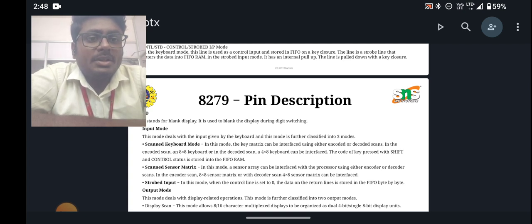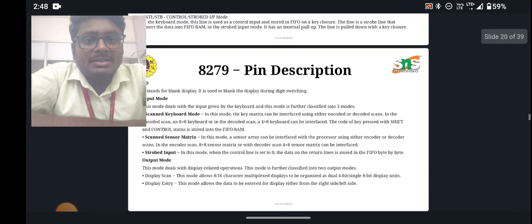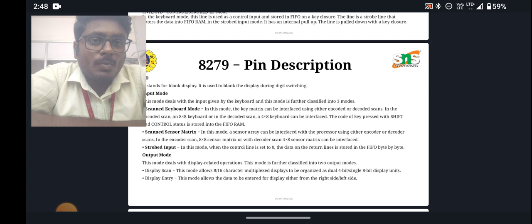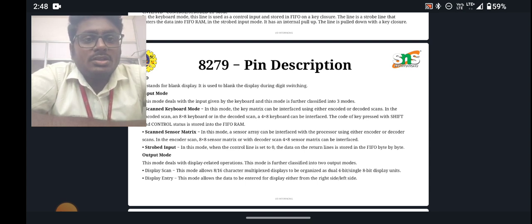The code of the key pressed with a shift and control status is stored into the FIFO RAM, that is first in first out RAM. Whereas in the scanned sensor matrix mode, a sensor array can be interfaced with the processor using either encoded or decoded scans. In the encoded scan, an 8x8 sensor matrix, or with the decoded scan, a 4x8 sensor matrix can be interfaced. Strobed input. In this mode, when the control line is set to 0, the data on the return line is stored in the FIFO byte by byte.